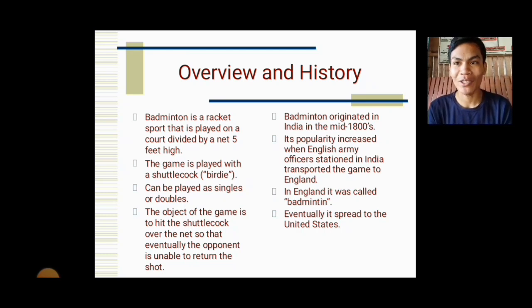What is badminton? Badminton is a racket sport that is played on a court divided by a net 5 feet high. We all know that badminton is a type of indoor game, and this game is played with a racket and shuttlecock on a rectangular court across the net. This game is played with a shuttlecock or birdie. It can also be played as singles or doubles. The object of the game is to hit the shuttlecock over the net so that eventually the opponent is unable to return the shot.